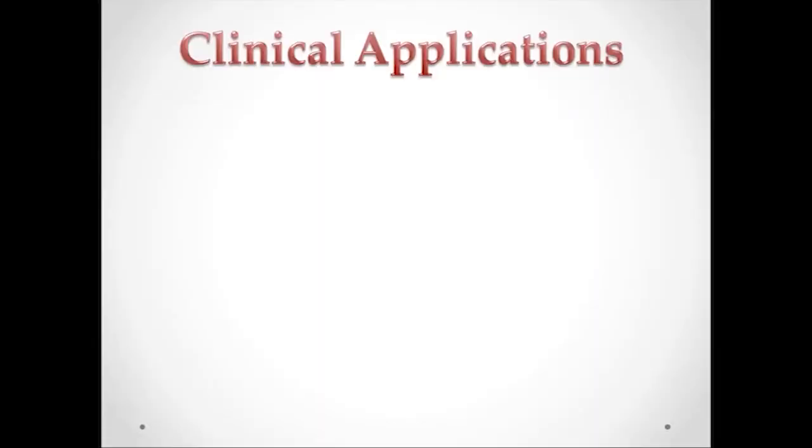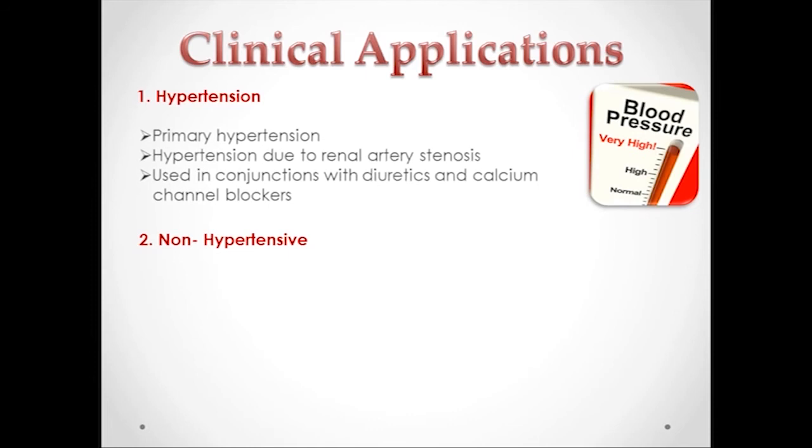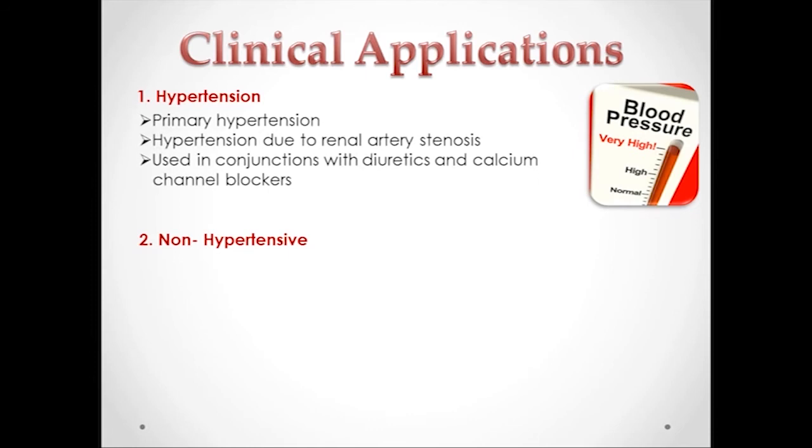Can you please tell me some clinical uses of ACE inhibitors? ACE inhibitors are recommended as the first-line therapy for both hypertensive and non-hypertensive treatment. Their main use is for the treatment of primary hypertension and hypertension caused by renal artery stenosis. Most importantly, ACE inhibitors lower peripheral vascular resistance without compensative increases in heart rate, unlike other vascular dilated drugs. They are used in conjunction with diuretics or calcium channel blockers as second-line or third-line antihypertensive therapy.